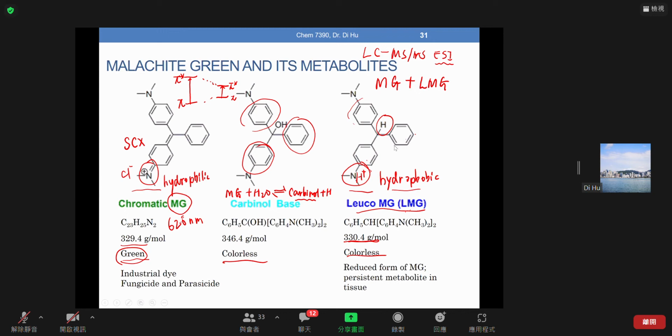And if it's LC, what kind of detector can we have? For this one, obviously it has color, so UV visible will definitely work. And this one has so many aromatic rings, so fluorescence can be a good choice. If you have LCMS, definitely even better. Because this one is charged, we think about ESI positive. Okay, so that's the whole idea.